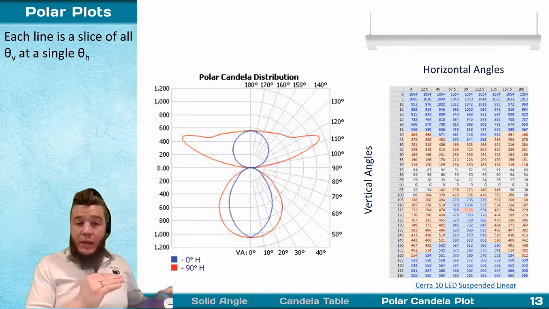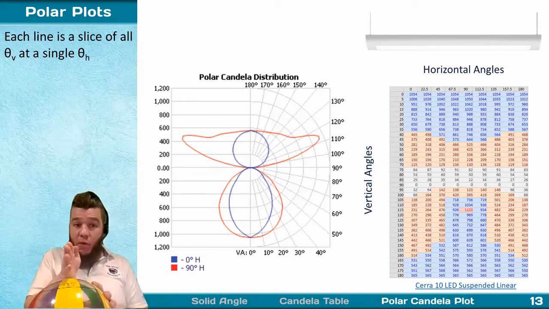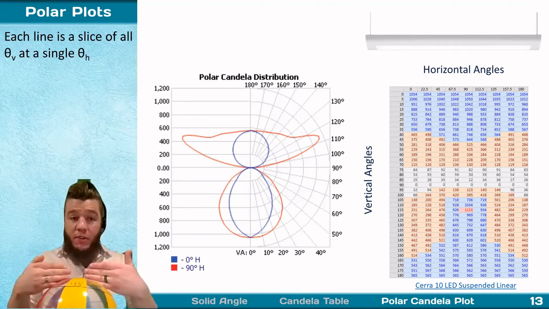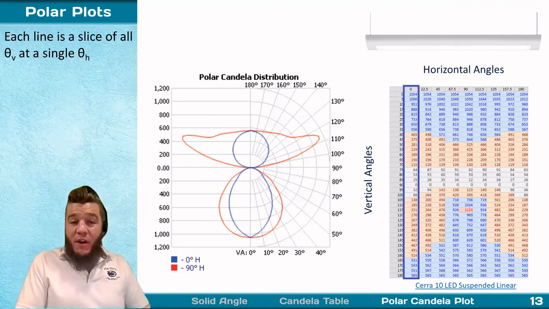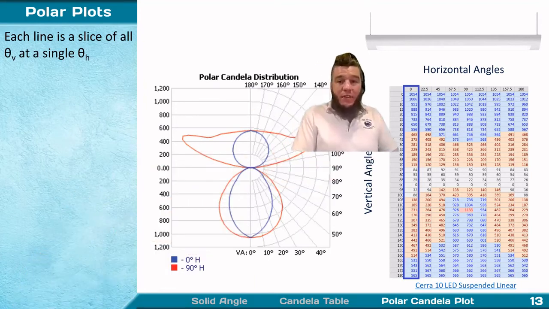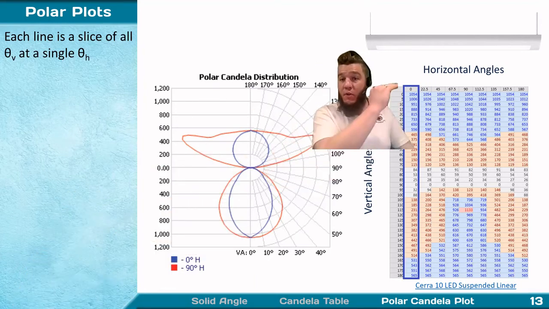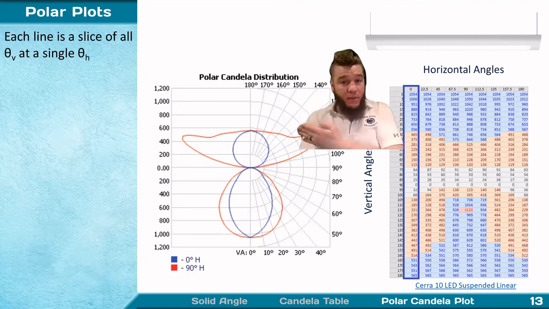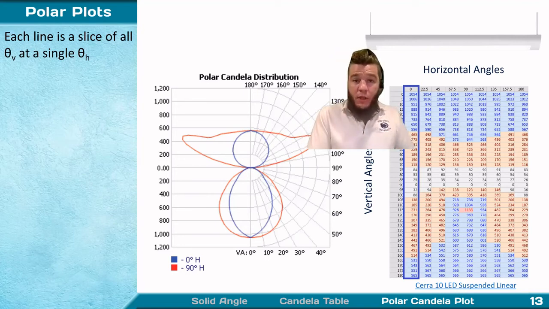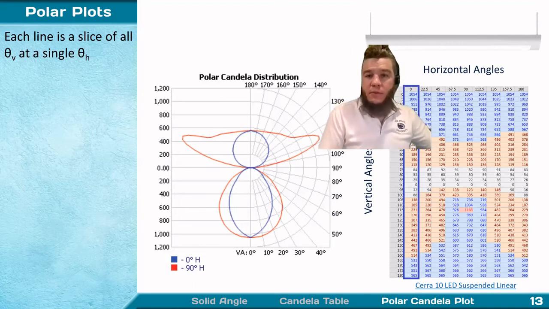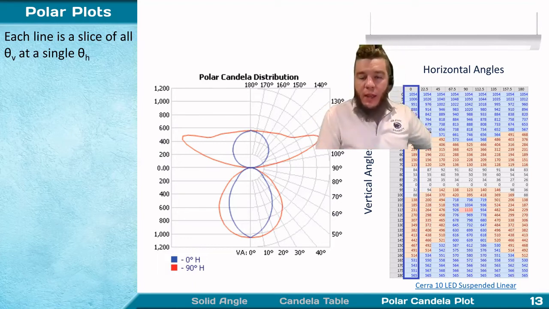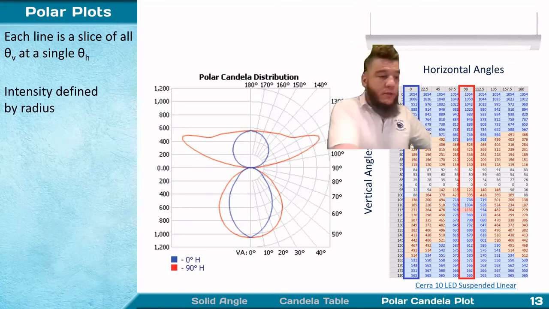And so the blue line is our long axis distribution at 0 degrees horizontal, and the red line is going across the luminaire's short axis at 90 degrees horizontal. There is our slice on the candela table. So we have our candela table here. And here's our 0 degrees horizontal slice, which is represented by the blue line over here on the polar candela distribution plot. And then we can add the red line.